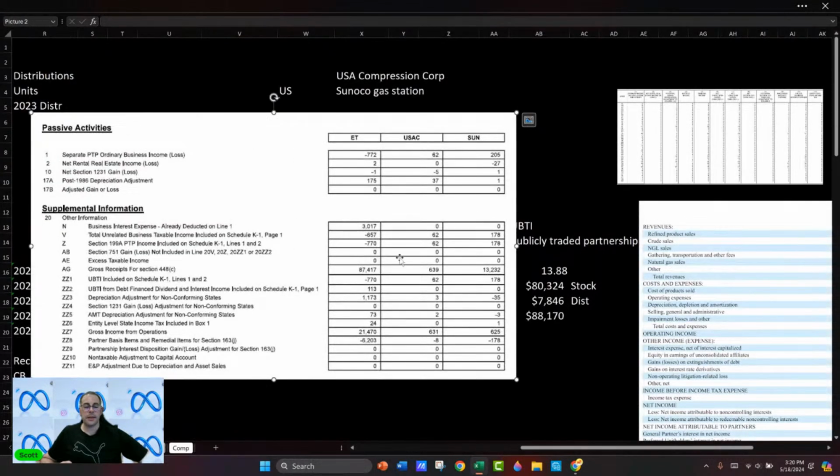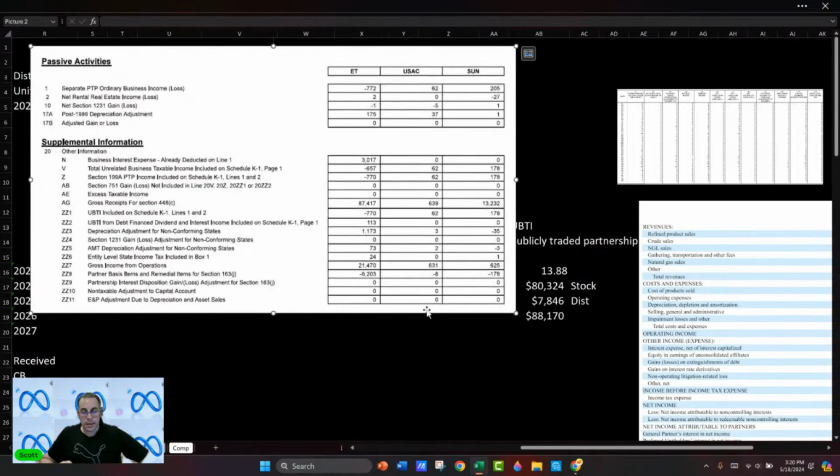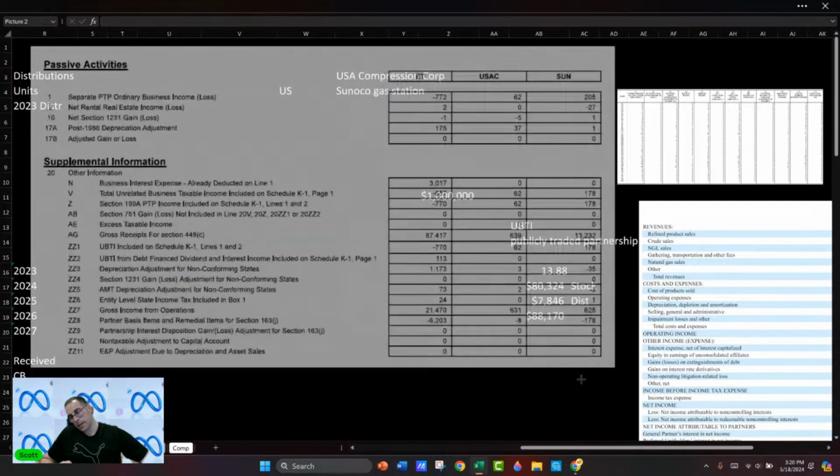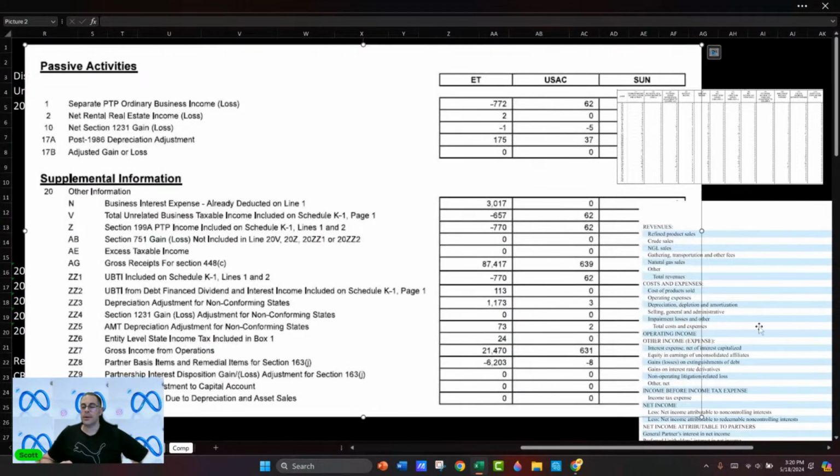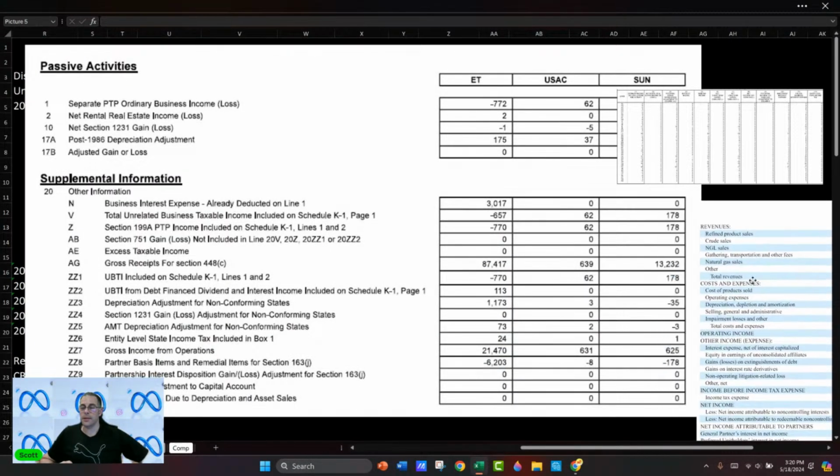So this number is my value of my ET stock plus my distributions for 2023. I only get taxed on the distributions. I can't get taxed on the stock unless I sell it. UBTI included on K1, 770. I think I'm the only one who is really into this.